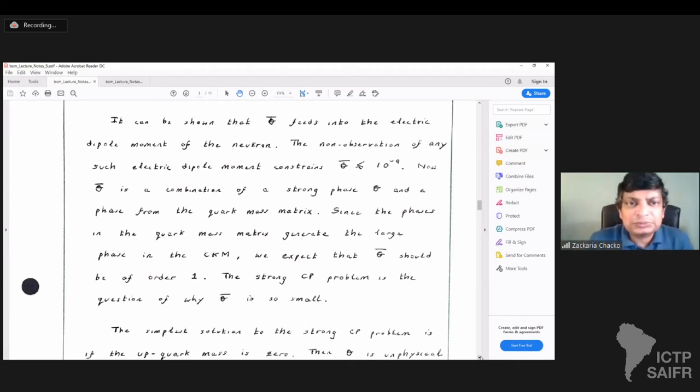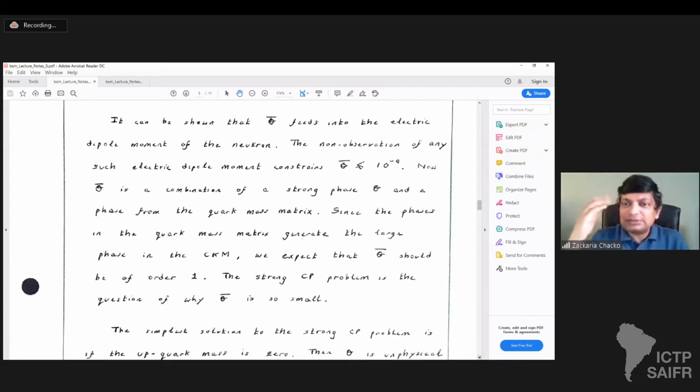All right, so it can be shown that theta bar feeds into the electric dipole moment of the neutron. People have spent a lot of time looking for the electric dipole moment of the neutron, and the non-observation of any such moment tells us that theta bar is less than 10 raised to minus 9.